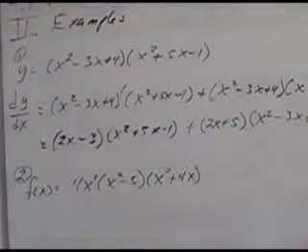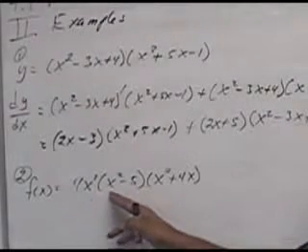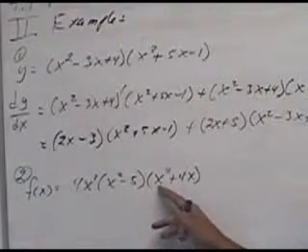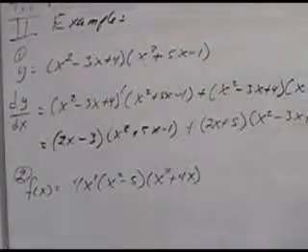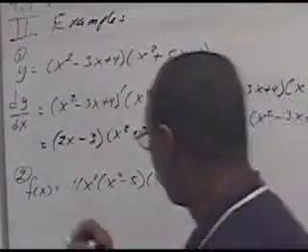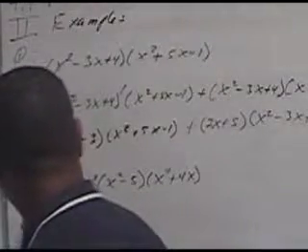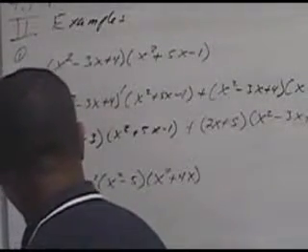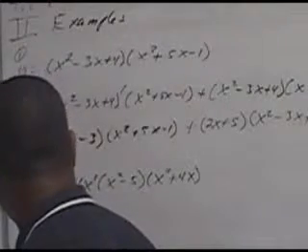Next, we want to take the derivative of this function, 4x squared times x squared minus 5 times x squared plus 4x. And here we see three products. We'll still use the product rule. Okay, and let's use d of f of x all over dx to show the derivative.